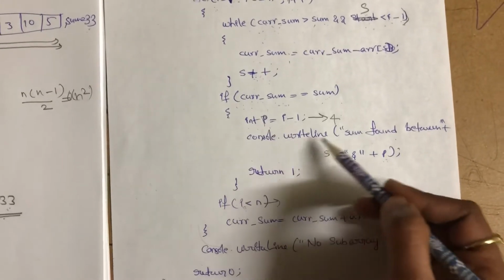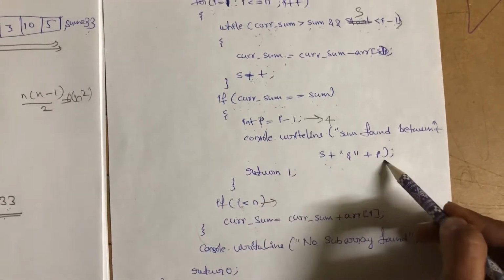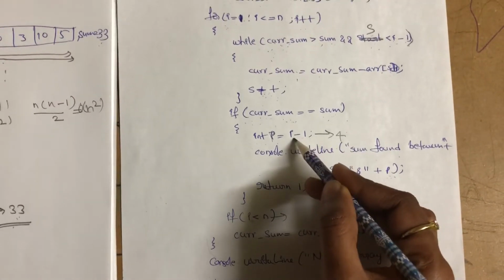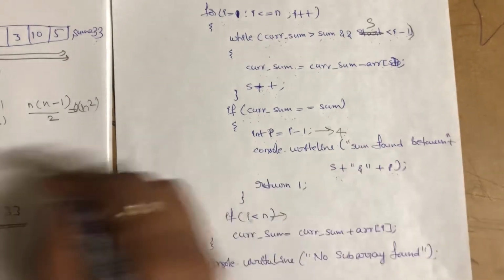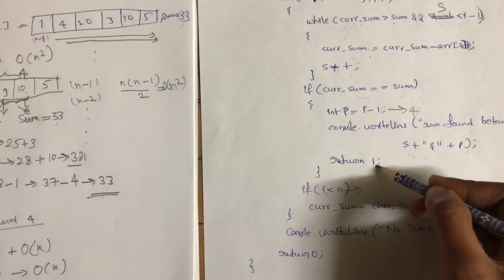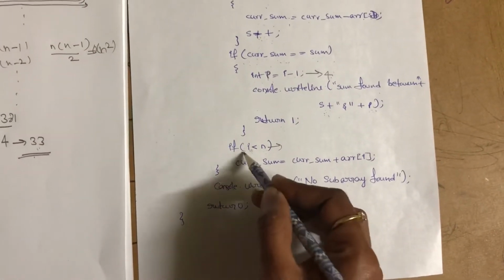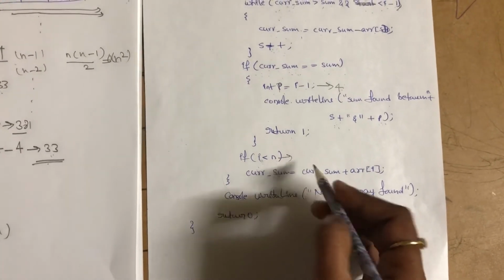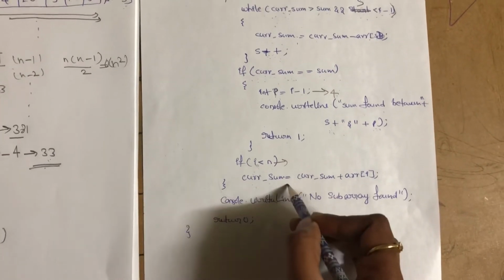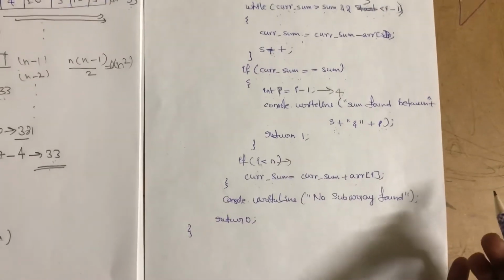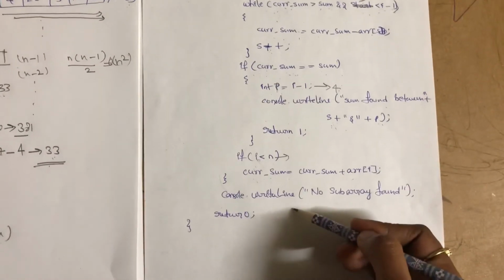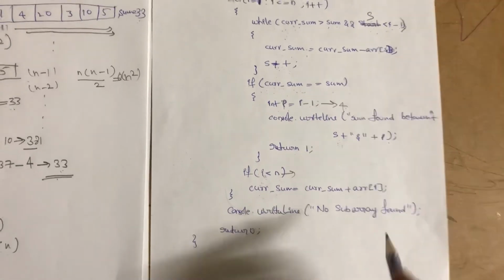In that if condition, it prints the starting point and the end point, which is the iteration, 4 in this example, and returns 1, then it comes out of the loop. Otherwise, if i is less than n, meaning the end pointer is less than the length of the array, it adds the next element of the array to the current sum. If none of the conditions are true, it comes out of the loop and prints no sub array found. This is my approach.